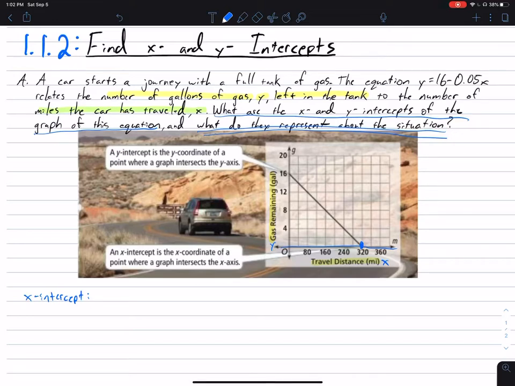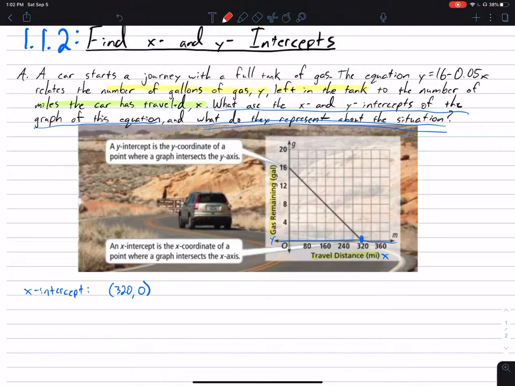Intercepts are going to be written as coordinate points. So the X value is going to be 320, and now we just need to determine the Y value. Well, along the X-axis, what is my Y? Well, my Y is 0. So I have an X-intercept of (320, 0).